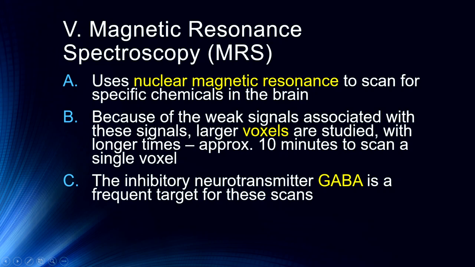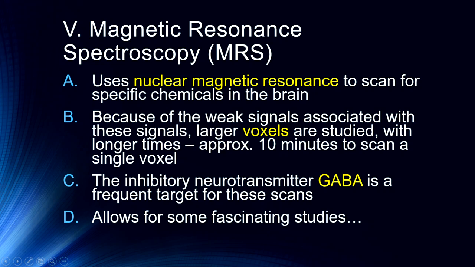Gamma aminobutyric acid is a frequent target for these scans. One of the most common neurotransmitters in the brain, but it also has a lot of important behavioral functions, and it's one we'll talk about a number of times throughout the semester. So it allows for some really interesting studies. This is one I found that's really fascinating.